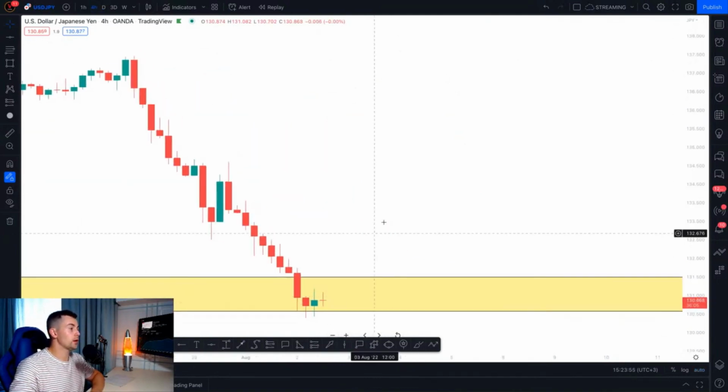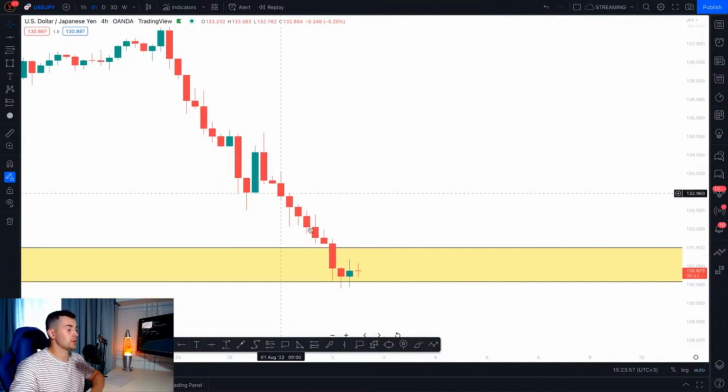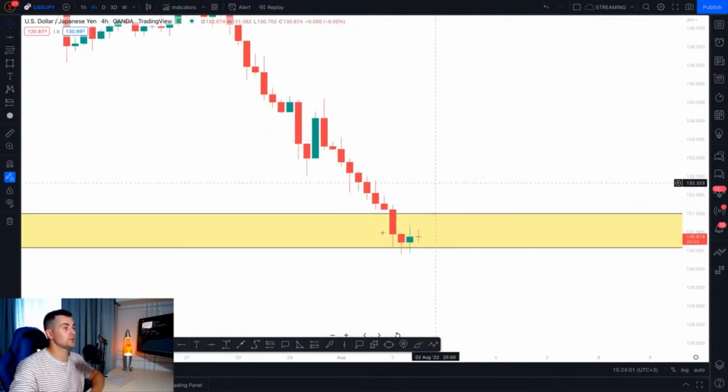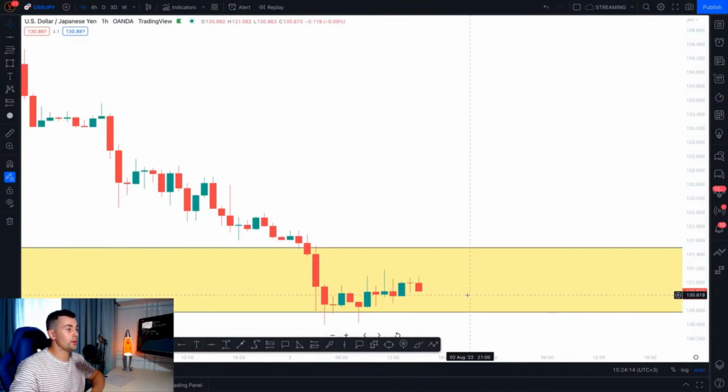On the 4-hour time frame, you can see that after the steady bearish movement, once the structure was reached, we finally formed the first bullish candle. You can see how many red candles we had in a row on dollar yen, and once that support was reached, we finally formed a bullish candle. And then opening an hourly time frame.